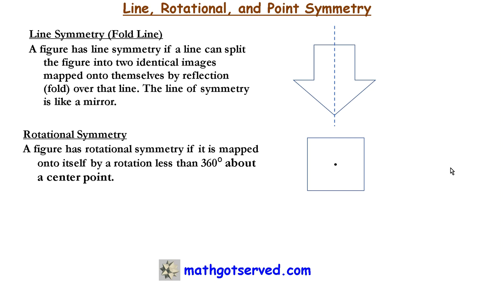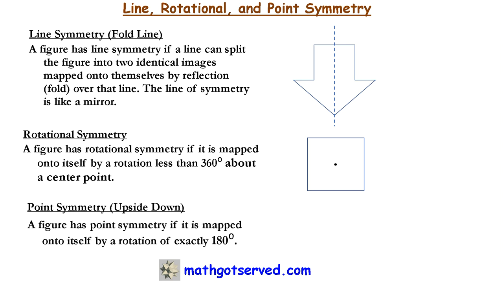The last one to look at is a special case of rotational symmetry that is called point symmetry, or upside down. Think about upside down. A figure has point symmetry if it is mapped onto itself by a rotation of exactly 180 degrees. So the sample figure is right here. If we rotate that figure by 180 degrees or flip it upside down, you're going to have exactly the same figure.